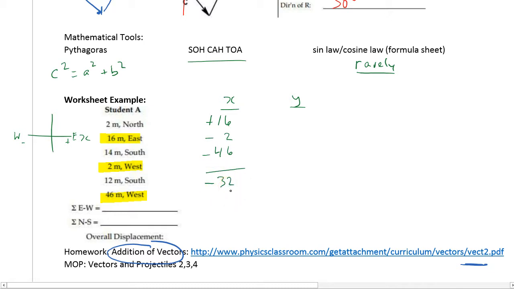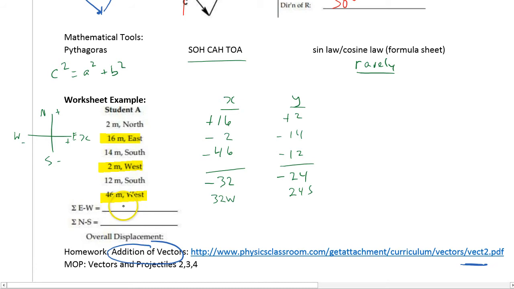And then I can take a look at all the y values. So again, north would be a positive y value, and south would be a negative y value. So 2 north would be plus 2, 14 south would be minus 14, and 12 south would be minus 12. So if I add all those together, I think I get minus 24. So what does that look like? Well, negative in the x direction is west, so negative 32 is the same thing as saying 32 west, and this is the same thing as 24 south.